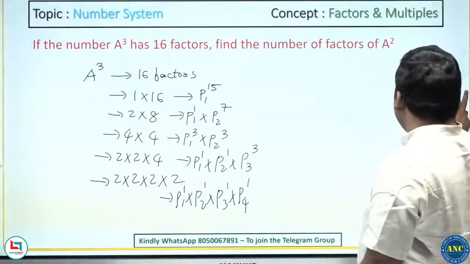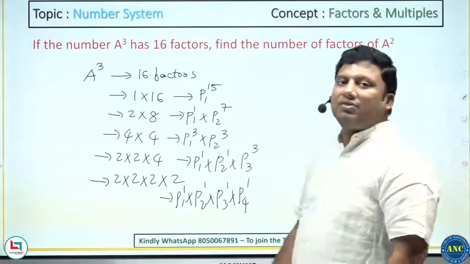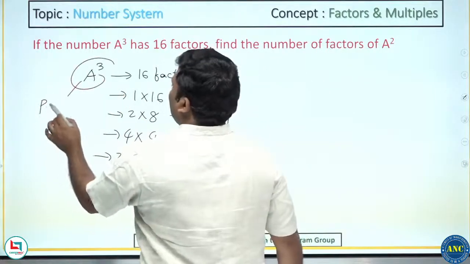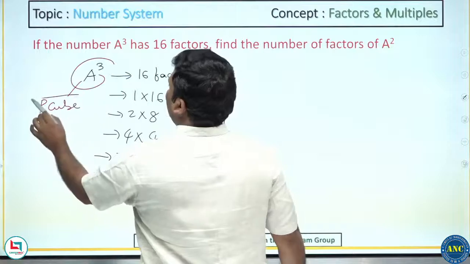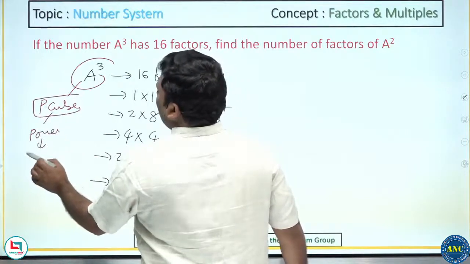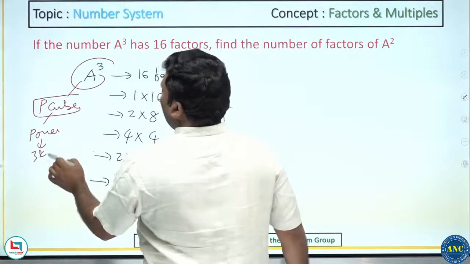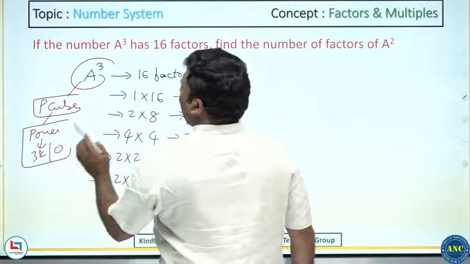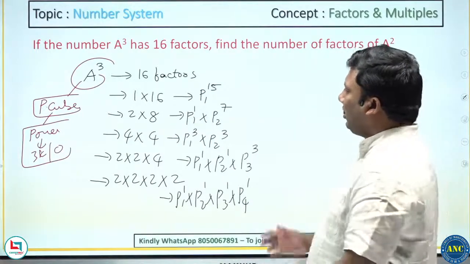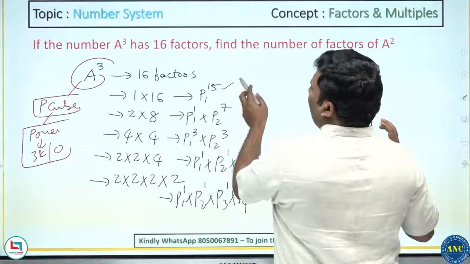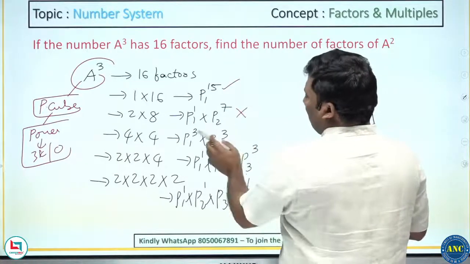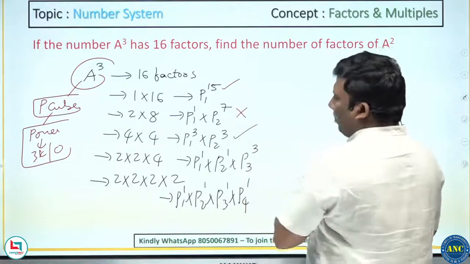Now see here, a cube: any number if the power is a multiple of 3, that means it is a perfect cube. A perfect cube should have power 3k or 0. Now if you see here, a cube, power is 15, it is a multiple of 3; 7 not possible; 3 multiple, 3 multiple, possible.